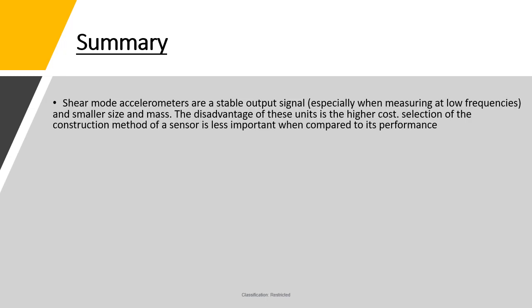Let's summarize some important points about accelerometers. Based on construction, we have seen there are two types: compression mode and shear mode accelerometers. In the olden days, compression mode was the most commonly used. However, shear mode accelerometers have a very stable output signal when measuring at very low frequencies, and are smaller in size and mass. The only disadvantage is that they are high cost sensors. The selection of the construction method is less important than the sensor's performance.